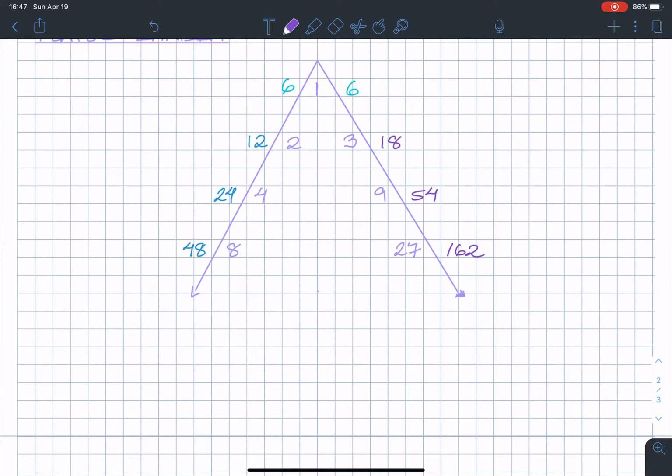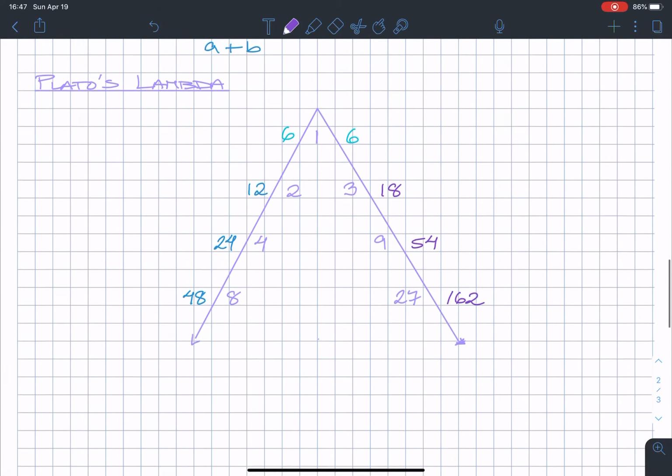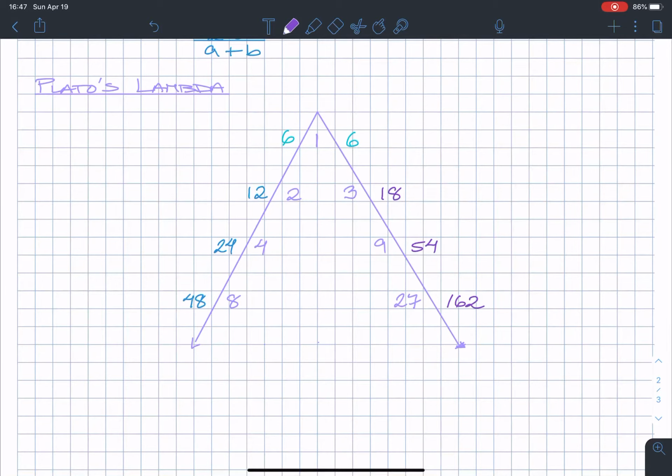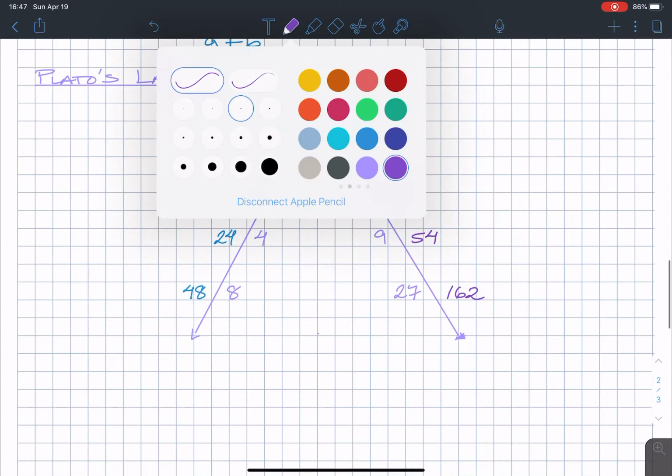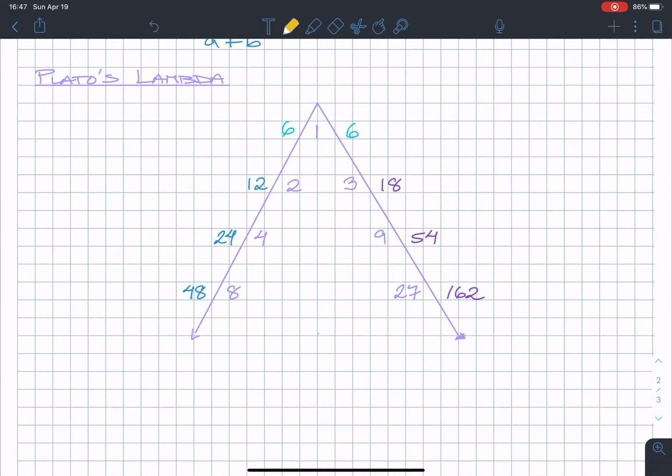Okay, so now what I'd like to do is calculate the arithmetic mean and the harmonic mean. So what I'm going to do is color code. So let's do the arithmetic mean.